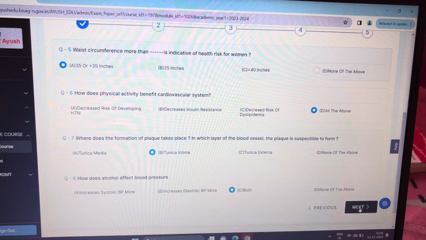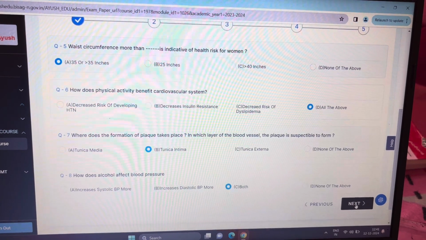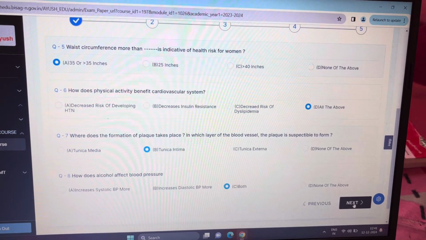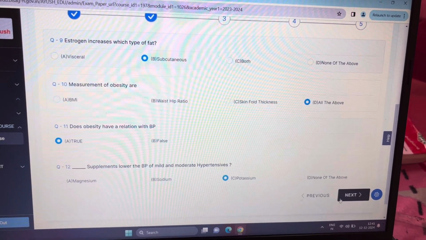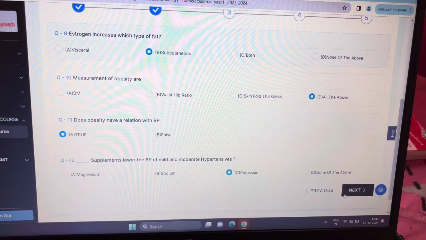Answer of question 5 is A, 35 or more than 35 inches. Answer of question 6 is D, all of the above. Answer of question 7 is B, tunica intima. Answer of question 8 is both. Answer of question 9 is B, subcutaneous. Answer of question 10 is D, all of the above. Answer of question 11 is A, true.